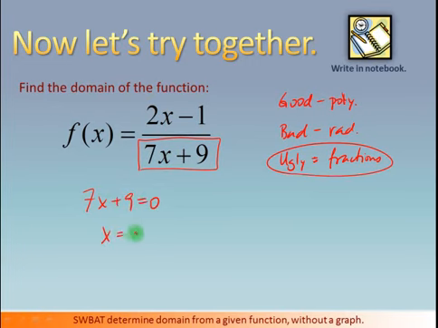So x equals negative 9 over 7, and that's the number that we want to stay away from. That's the number that's going to make the denominator 0. X cannot equal negative 9/7. We can put in any other number except that. Okay, so let's go ahead and review finding the domain without looking at a graph.